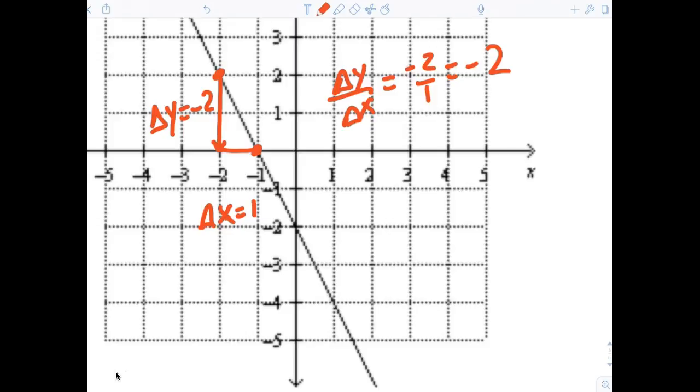Everybody good with that? So it doesn't matter because you get the same answer in the end. Very good. Doesn't matter what two points you choose. You'll always get -2. All right, let's go on.